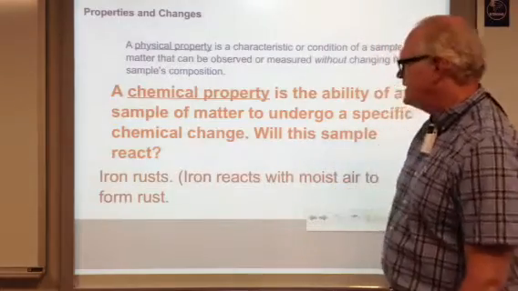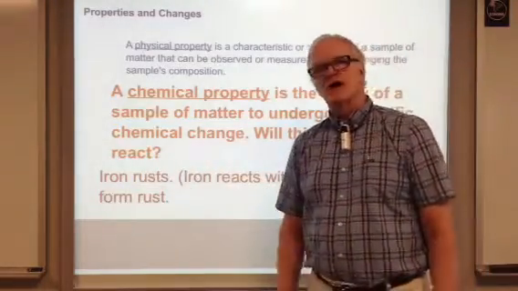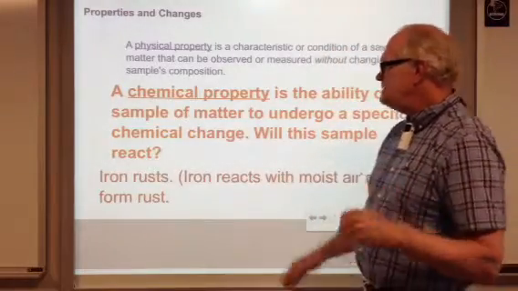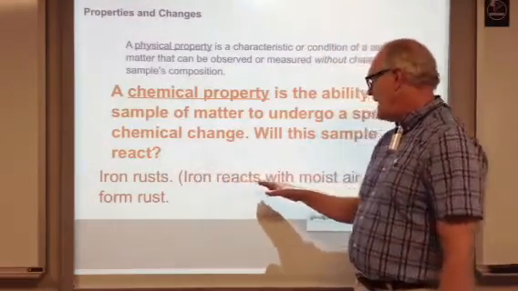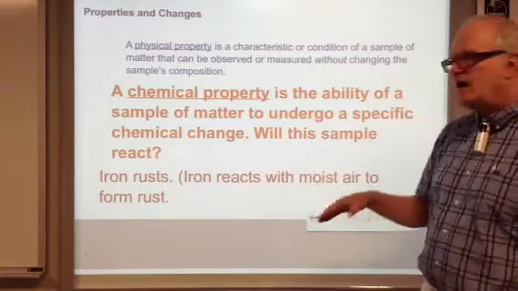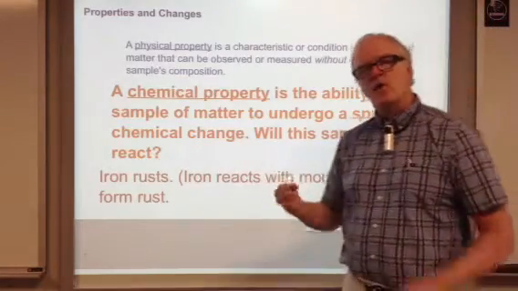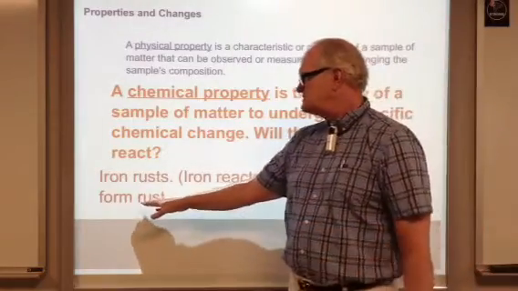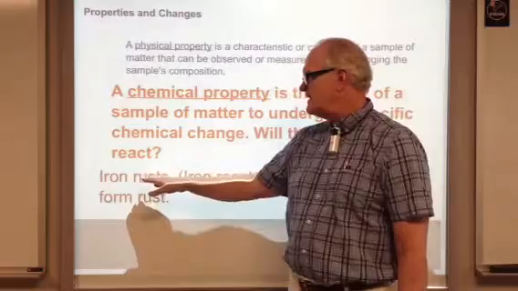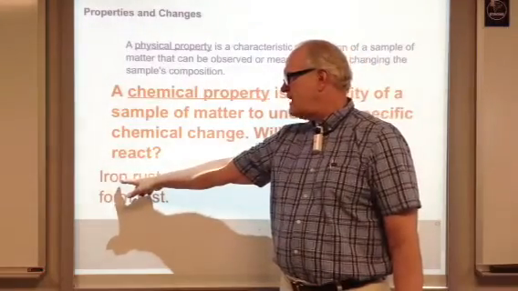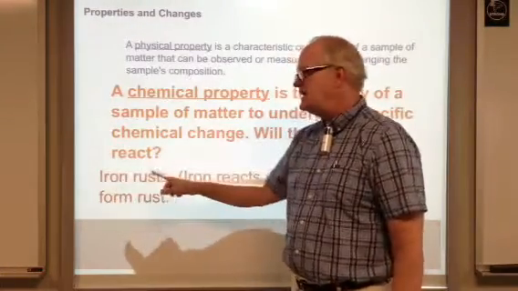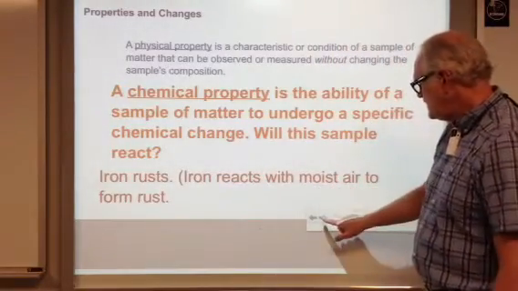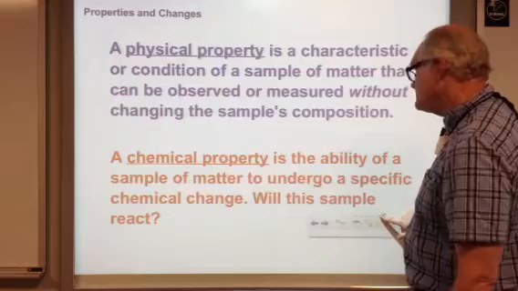So here's an example here. We say that iron rusts. That's a chemical property. Why? Because what we really mean is that iron reacts with moisture in the air, or moist air, to form what we call rust. And the rust is a substance that is chemically different from the iron. So the chemical property of iron is that it rusts, or reacts with moist air. Let's look at another example here.